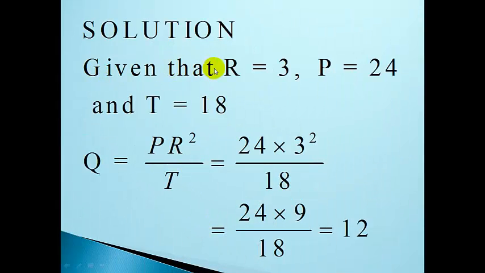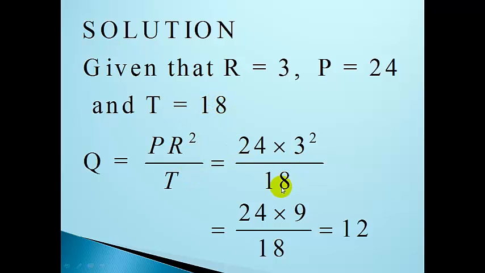Now from the question, we are given r to be 3, p equals 24 and t equals 18. Now from q equals p r squared over t, it means that wherever we see p, we have to substitute it by 24. Wherever we see r, we have to substitute it by 3. And wherever we see t, we substitute it by 18. So in doing that, p r squared over t will now be p times r squared. That is 24 times 3 squared, because p equals 24 and r equals 3, divided by t. And t equals 18.